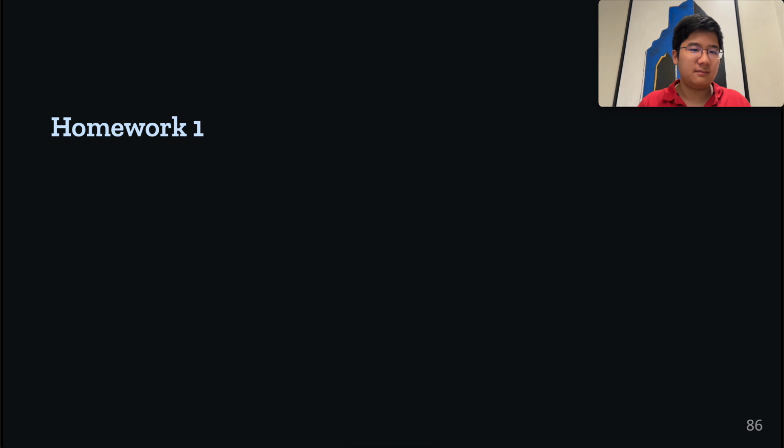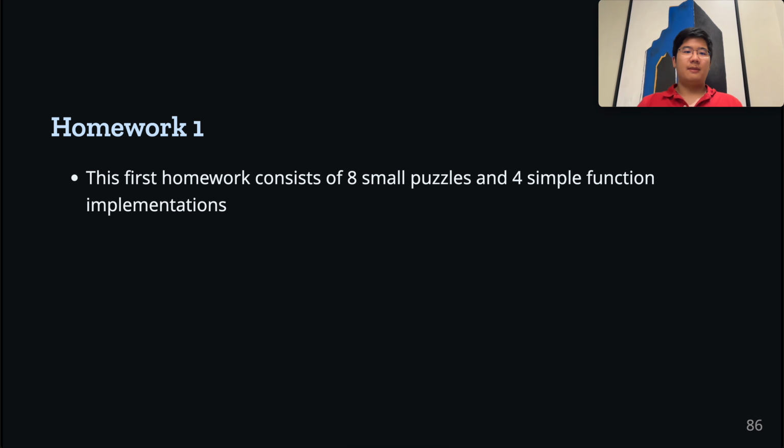Okay, homework 1. Homework 1 is just a series of small puzzles. This is going to be very different from a lot of the later homework assignments. It's 8 small puzzles and 4 simple function implementations, which are from 15.1.12. You can just look at the 15.1.12 website for the solutions in Python and then convert those over into Rust.